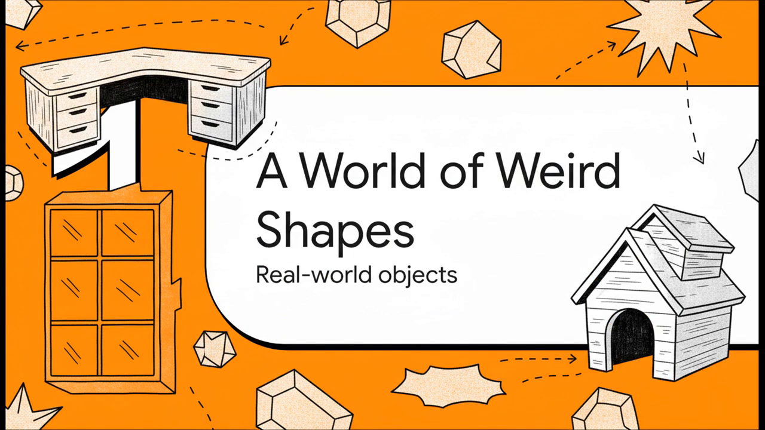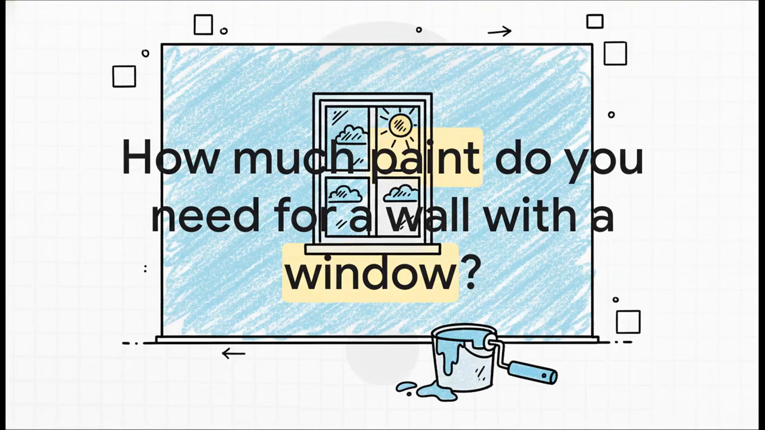Think about a custom-built desk, or that wall with a window, or even a doghouse. None of these things have a neat, simple formula. But it turns out there is one single, really powerful strategy to conquer them all. Let's start with a classic problem.